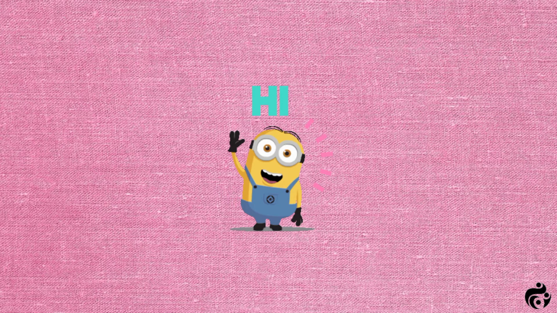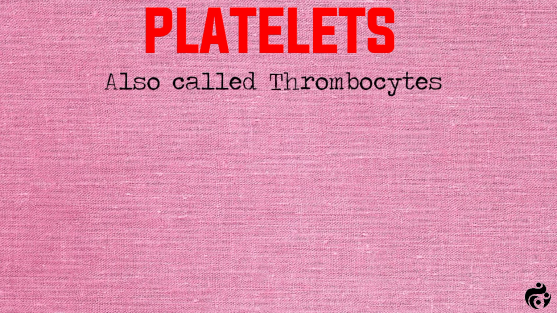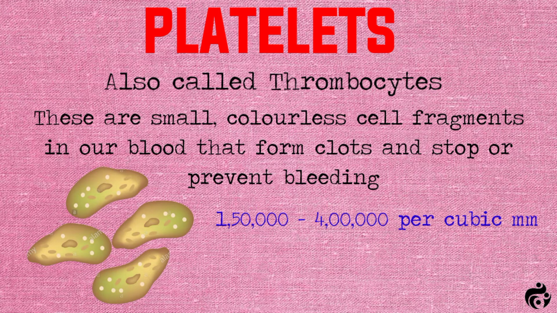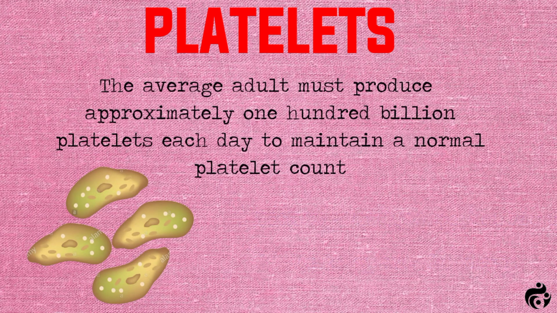Hello everyone. Today let's discuss platelets, which are also called thrombocytes. These are small colorless cell fragments in our blood that form clots and stop or prevent bleeding. The average platelet count in humans ranges from 1,50,000 to 4 lakhs per cubic mm. The lifespan of a platelet is approximately 10 days, and the average adult must produce approximately 100 billion platelets each day to maintain a normal platelet count.